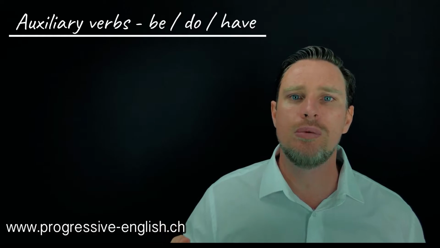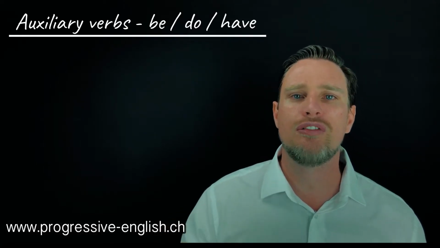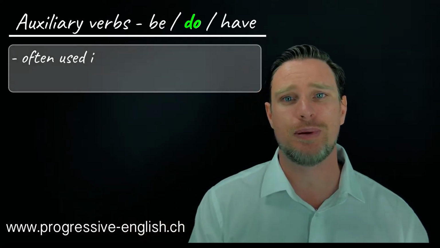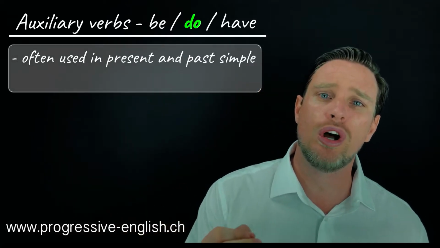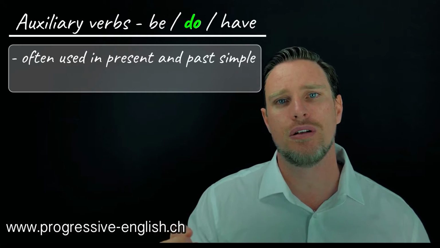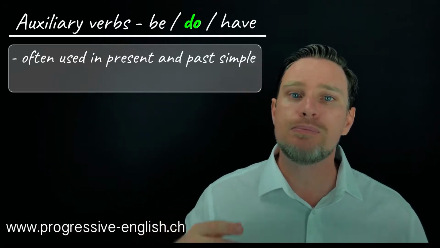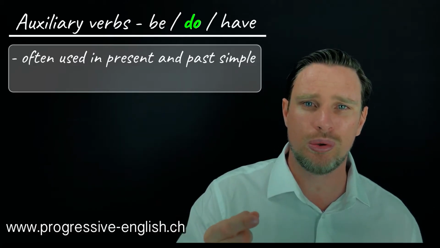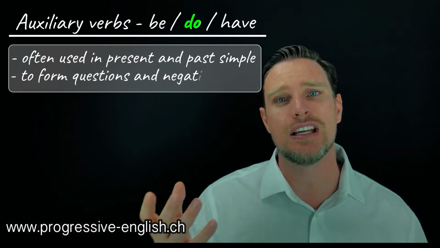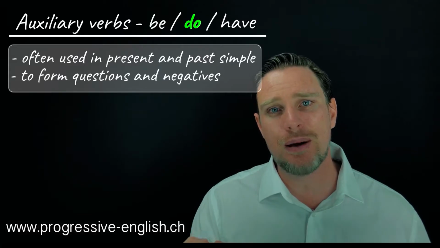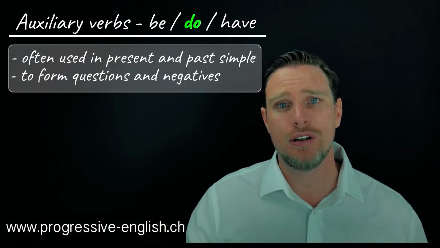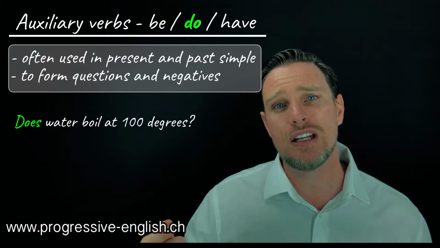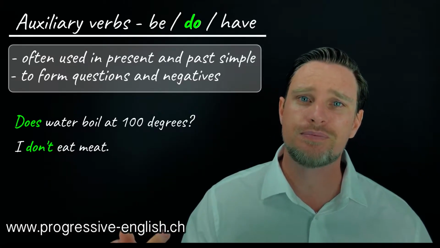Alrighty then, so moving on to the auxiliary verb do. We use do in the simple aspects. Often the word do is omitted. That means left out in positive sentences. But very often we use do in questions and negatives. Couple of examples, the present simple first. Does water boil at 100 degrees? Negative, I don't eat meat.